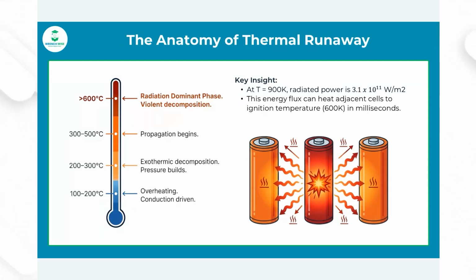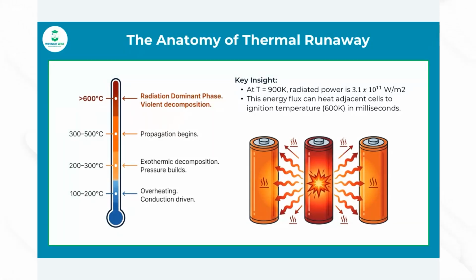At these temperatures, the physics essentially changes. The failure becomes violent. We are no longer waiting for heat to move through touching surfaces. The cell is now broadcasting energy as electromagnetic waves. Now, to understand why this is catastrophic, let's look at the key insight. At a typical fire temperature of 900 Kelvin, the radiated power density is massive. The radiated power is approximately 3.1 times 10 to the power 11 watts per meter squared.